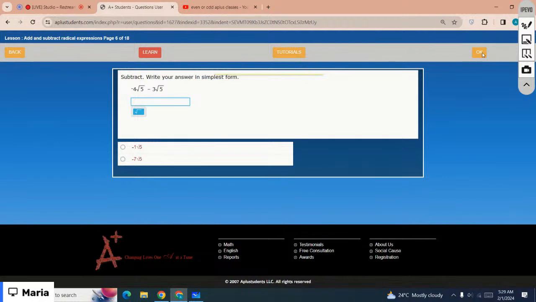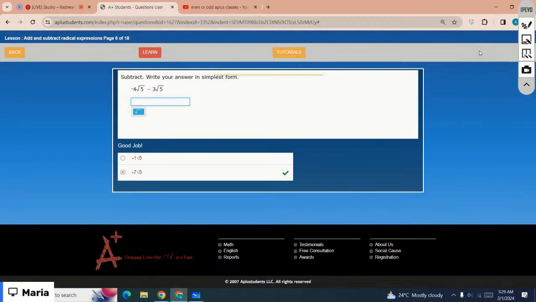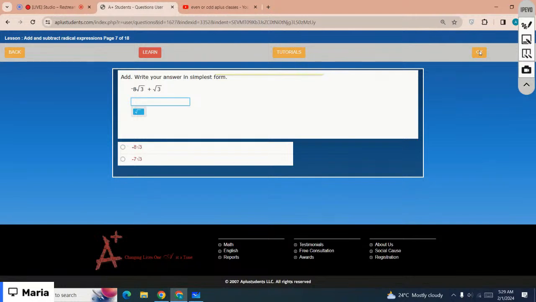The correct option is the second one. Negative 7 square root 5 is the correct option. Got it? The next one is negative 8 square root 3 plus square root 3, which is the correct option.